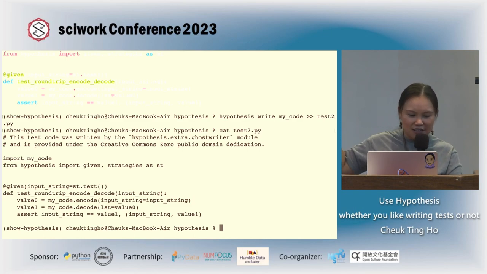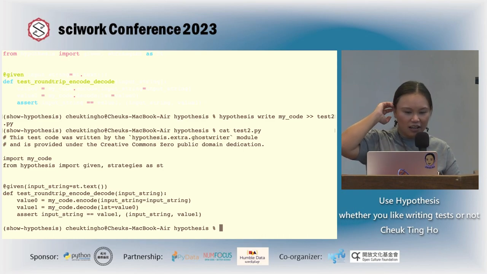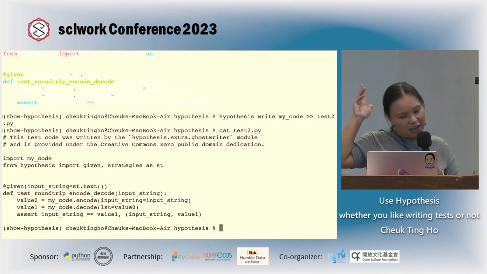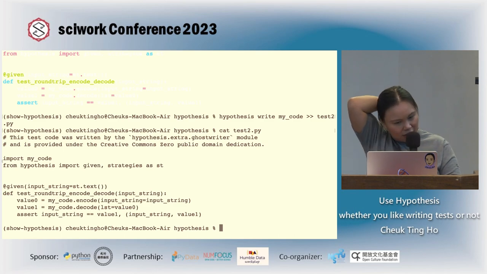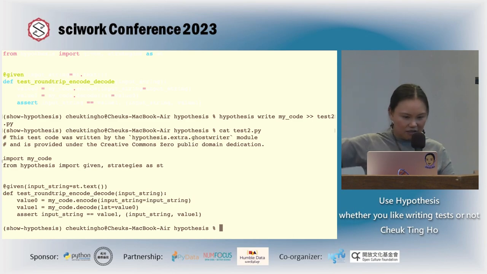What it does is that it will know how to import the code, the module, my code, and then it will find the strategy. So it can see that, oh, I need to have text. So it would input string, see the text, and then do the test of it. I think it's doing a round trip here. Yeah, it's doing a round trip here. So this is the test that's generated.